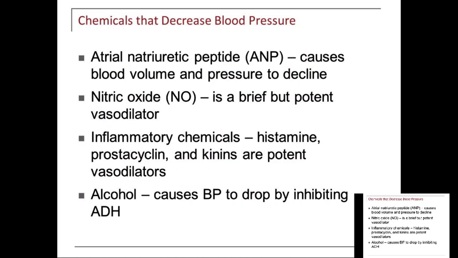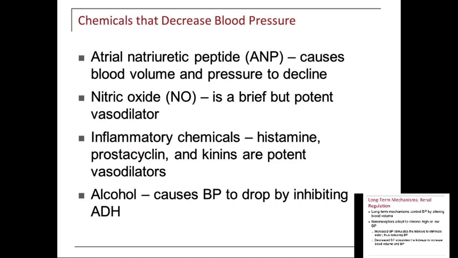ANP, atrionatriuretic peptide, that's your antagonist to aldosterone, right? So atrionatriuretic peptide is going to release sodium. When you lose sodium, you lose water, and that's going to help pressure decline. NO, nitric oxide, that's a vasodilator. Then you have some chemicals like histamine and prostacyclines. These thin the blood and vasodilate as well, which also lower blood pressure. And then alcohol causes blood pressure to drop by inhibiting ADH, right? If an antidiuretic holds on to water and you block it, you're losing water.